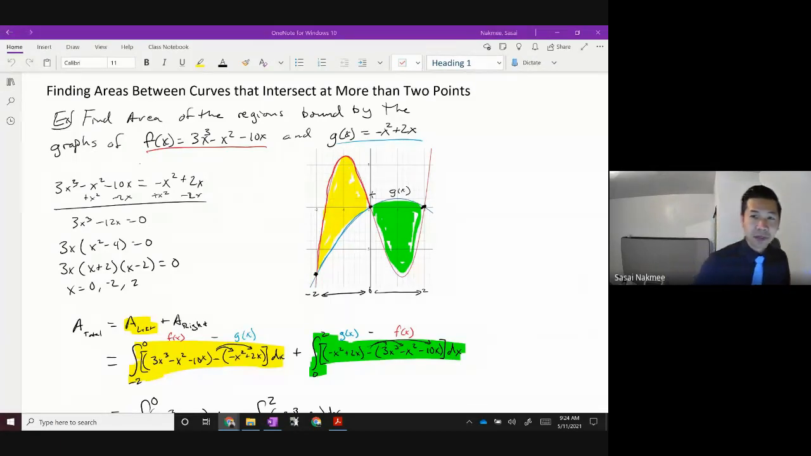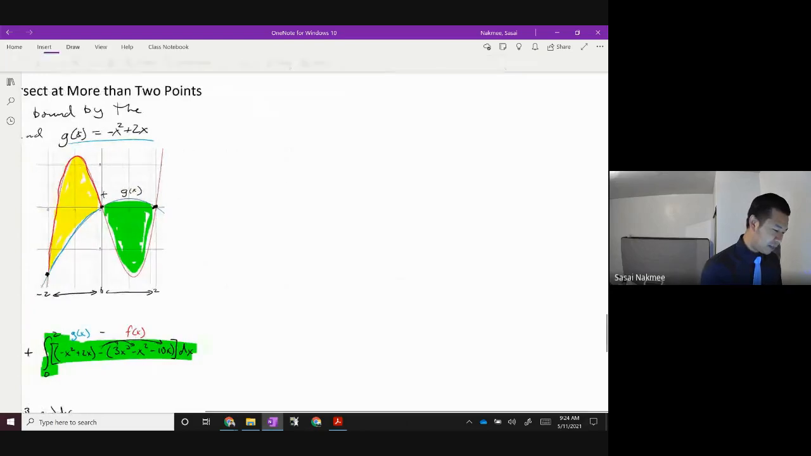Okay, so last time we talked about how to find the area between two curves that intersect at more than 2 points, right? It could be something that looks like this. And we found out that it's still the same thing. You just have to figure out where they intersect and which function is on top and which function is on bottom, right?